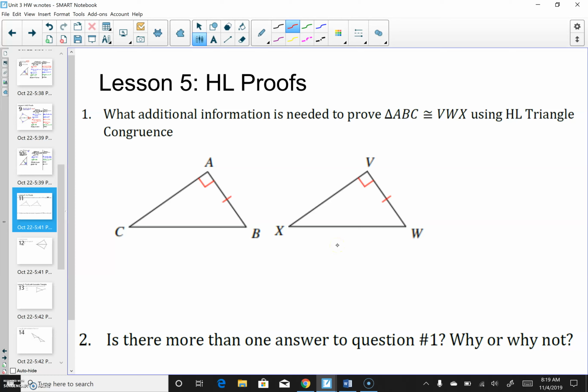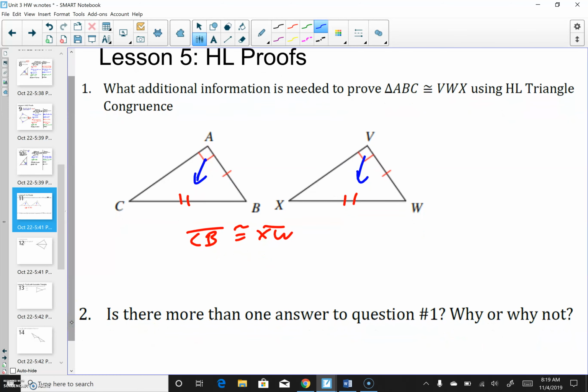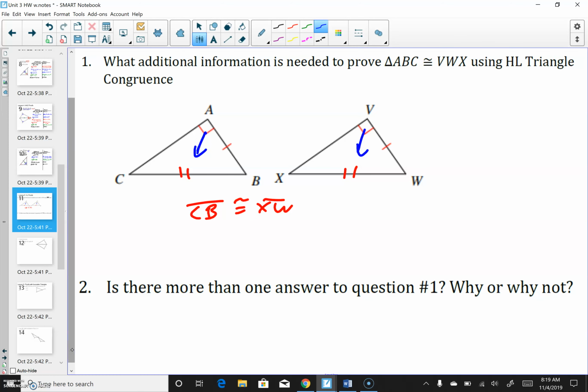And what they did is they gave me one of the legs, which means I need my other, or my hypotenuse sides, which are the ones opposite the right angles, to be congruent. So the second question says, is there more than one answer to this question? So unlike the one in class, the answer to this is no, because there is only one hypotenuse side.